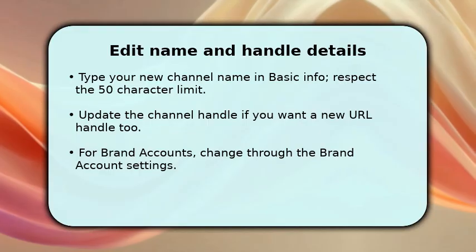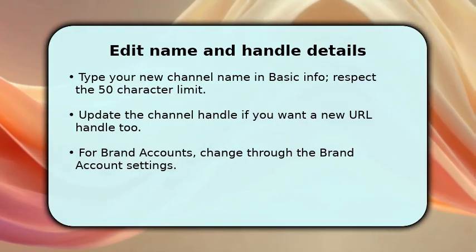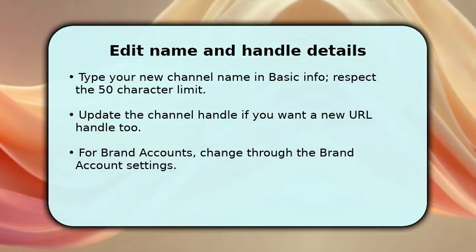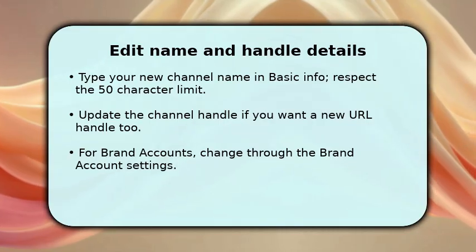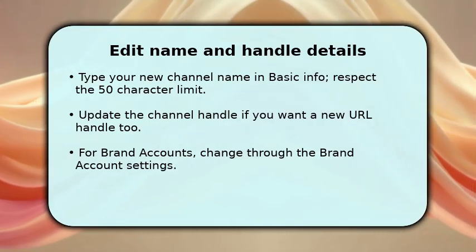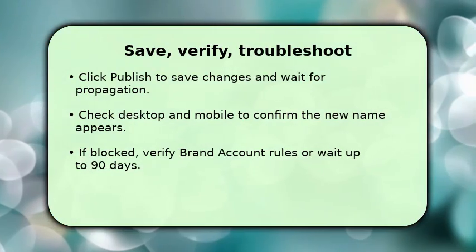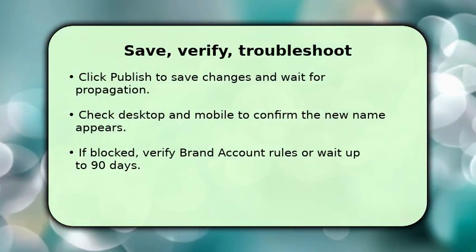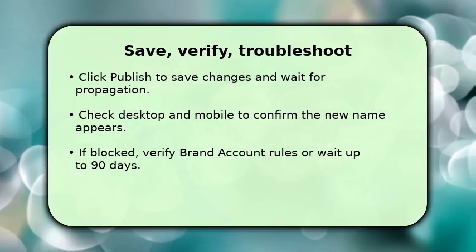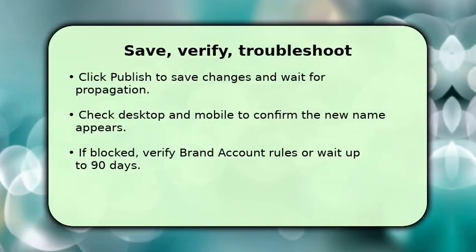After editing, double-check capitalization, spacing, and length. YouTube enforces limits. When everything looks right, prepare to save and publish the update. Click Publish to apply the new name. YouTube may take minutes to a few hours to update across all views. Once done, check your channel page on desktop and mobile to confirm the change.